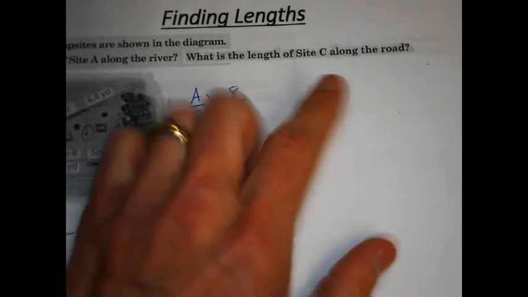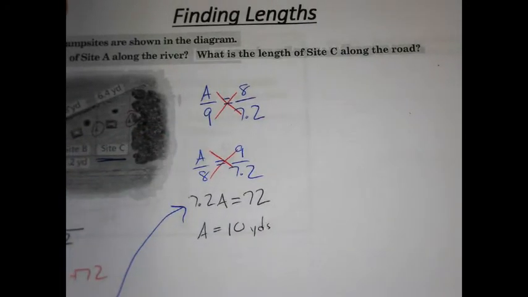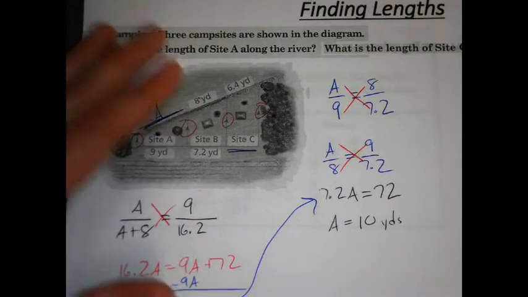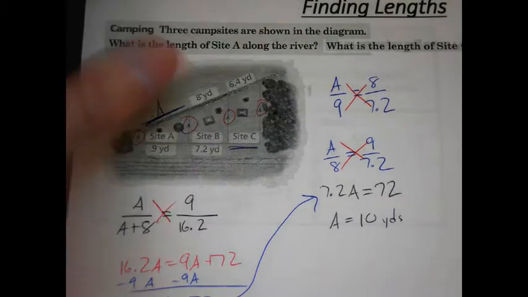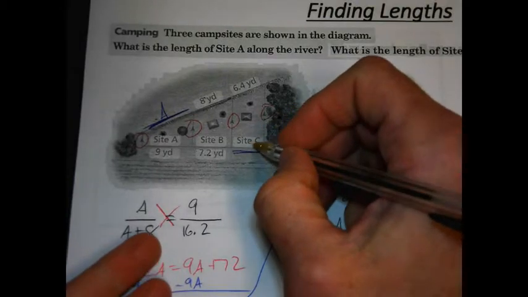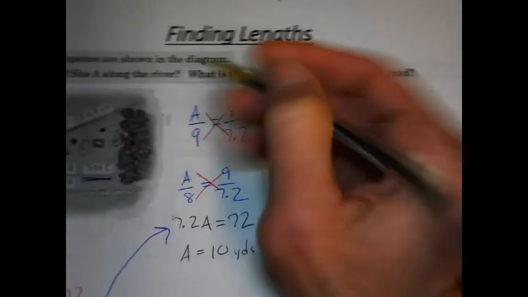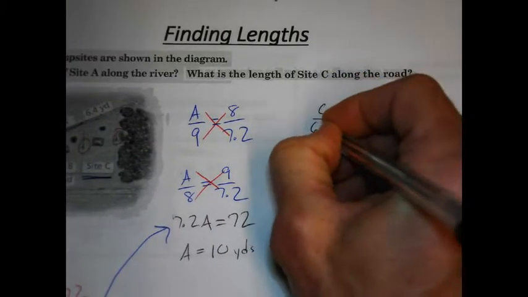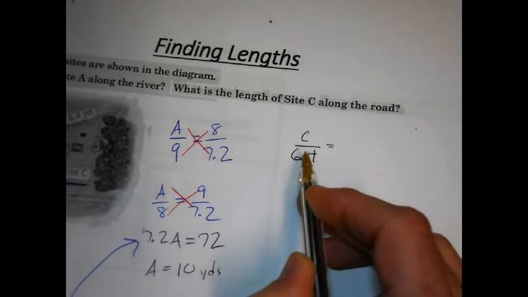The other question was about the length of site C along the road. So lather, rinse, repeat, it's the same stuff. We have a lot of proportionality going on, and it's just a matter of what you're looking at, as long as you're looking at it correctly. So if I look at site C, like I said before, I like to begin with my variable. So I'll say site C to 6.4. That's the first thing I will look at.